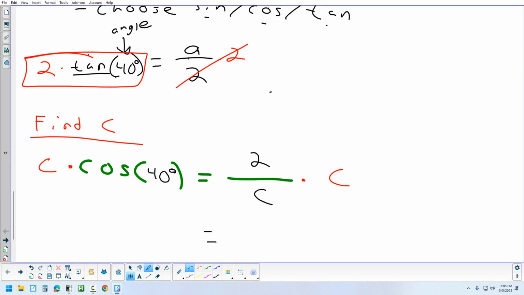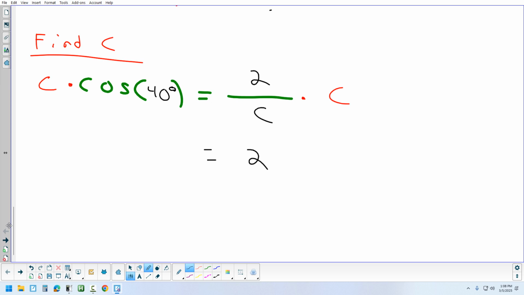So we multiply both sides by C. What happens to the C's on the right? They cancel. Now we just have 2. And then on the left, C times the cosine of 40. Now, how would we get C by itself? Divide by cosine of 40. Yeah, when you have a number next to a letter and you want to get the letter alone, you divide. So divide by cosine 40.